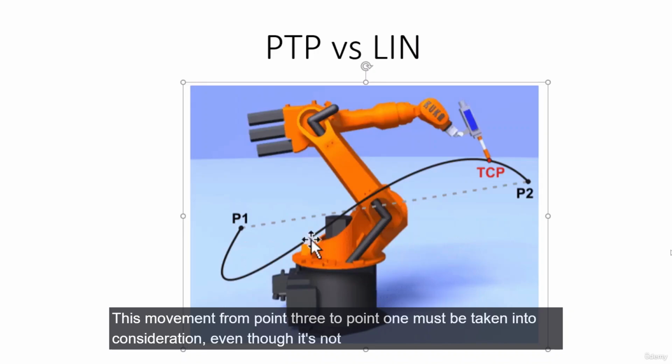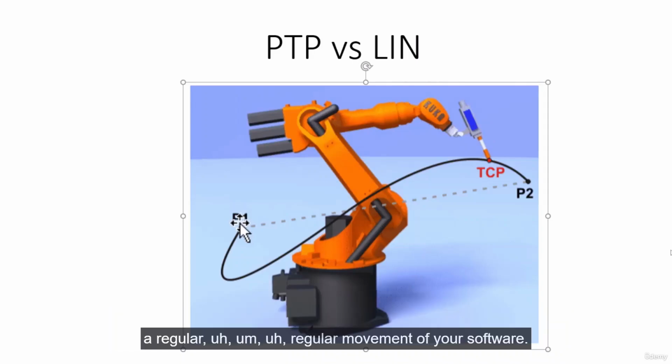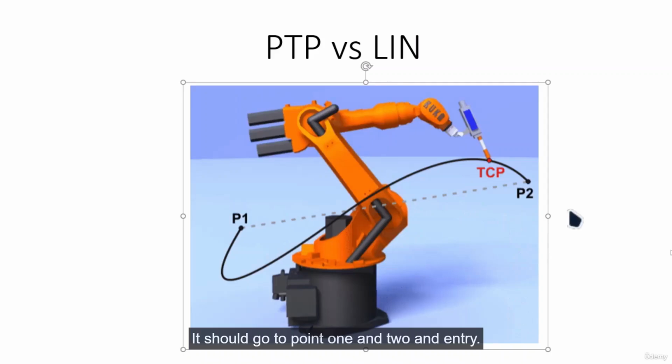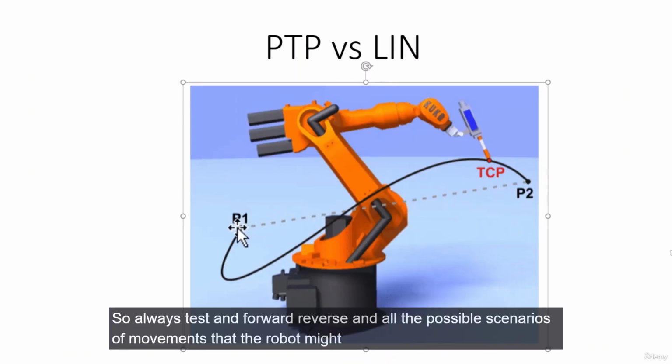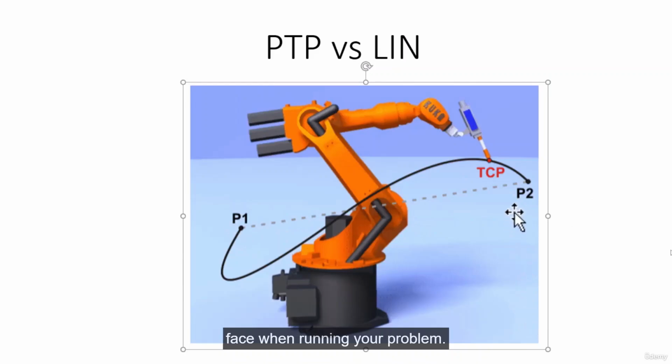Always remember this movement from point 3 to point 1 must be taken into consideration, even though it's not a regular movement of your software. It should go to point 1 and 2 and then 3, but in some cases you may be on point 3 and you set a movement to point 1, but this could be dangerous. So always test in forward, reverse, and all the possible scenarios of movements that the robot might face when running your program in an unknown way, for example.